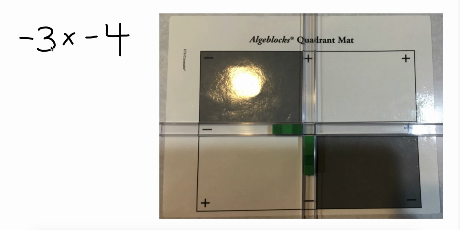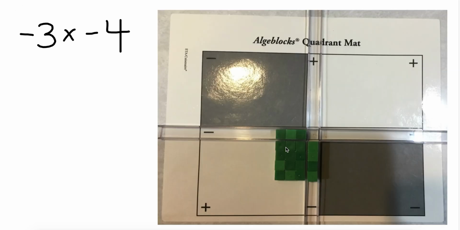Now, let's multiply negative 3 times negative 4. So I've placed negative 3 in this negative track. I've placed 4 in this negative track to show negative 3 times negative 4. Then we will fill in. So we place all these in there, and you'll notice that that is 12. And that 12 is going to be in a positive quadrant. So this tells us negative 3 times negative 4 is positive 12.